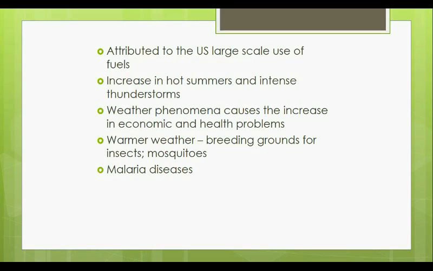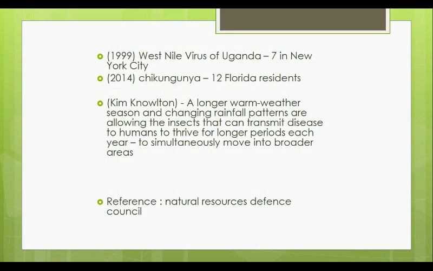Warmer weather provides breeding grounds for insects such as malaria-carrying mosquitoes. In 1999, West Nile virus, which originated in Uganda and is spread by mosquitoes, killed 7 in New York City. In 2014, another mosquito-borne virus called chikungunya, which means bending over in pain in the Makonde language of East Africa, afflicted 12 Florida residents. Kim Knowlton, a senior scientist at the Natural Resources Defense Council, explains that a longer warm weather season and changing rainfall patterns are allowing the insects that can transmit disease to humans to thrive for longer periods each year, and to simultaneously move into broader areas.